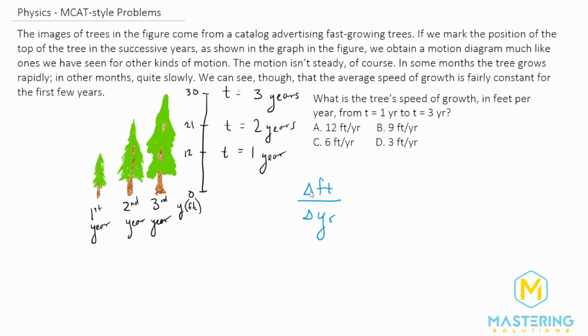And anytime we have change of anything, it's always final minus initial. So it's going to be the feet final minus whatever the feet in growth is initial, and then all of that will be divided by the year final minus the year initial. All the information is given to us, and it's in the units we want. We want feet, which the Y is, and the T is in years.